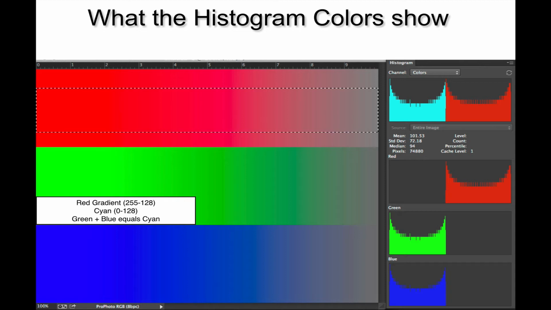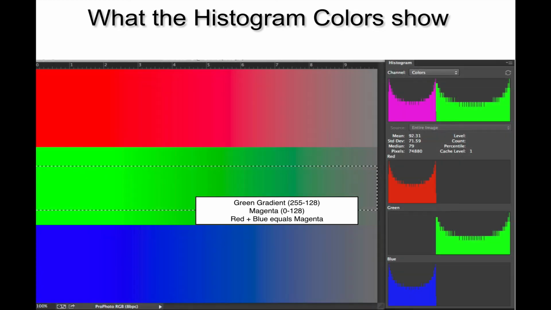But because we are looking at cyan, it is a component of green and blue. So when you see a cyan representation in the histogram, what it's really telling you is information about the green and blue channels, as you can see in this illustration. Notice if I look at the green gradient, what we see in the three color channels below the main histogram is red and blue. So if a histogram shows you a magenta representation, what it's really talking about is the red channel and the blue channel.